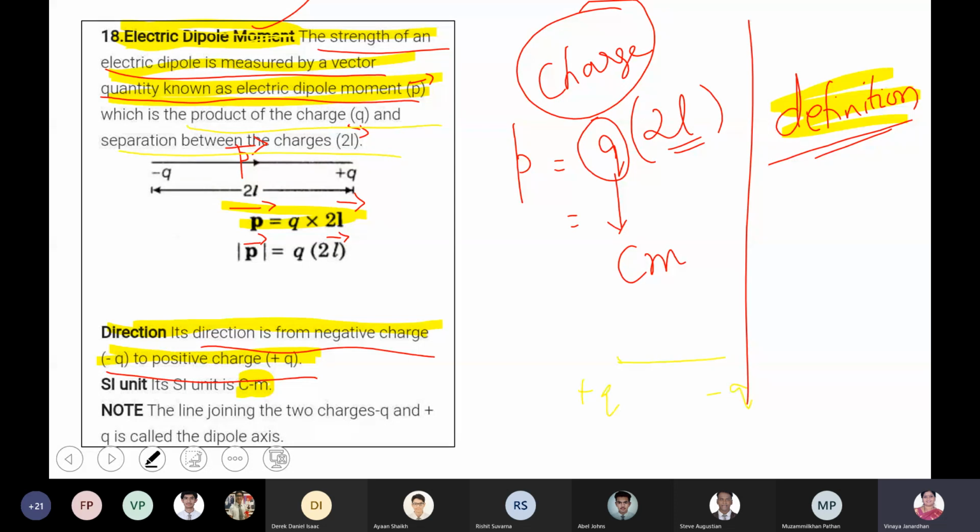So it's define electric dipole moment, state its SI unit. Please be a bit fast, boys. Just specify the direction. P vector is always from minus Q, the charge, to the positive charge.